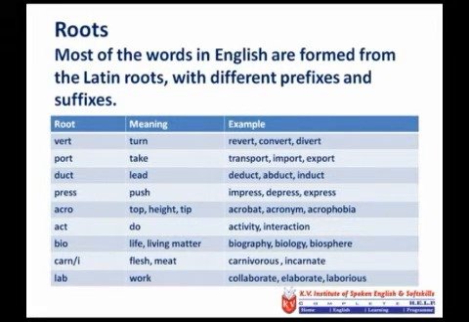Acro means top, height, tip. Acrobat, acronym. Let's see bio. Bio means life or living matter. The words which can be formed are biography, biology, and biosphere. Now let's see carni. It means flesh or meat. Carnivorous. Incarnate. Lab means work. Collaborate, elaborate, laborious are some of the words which can be formed with roots.